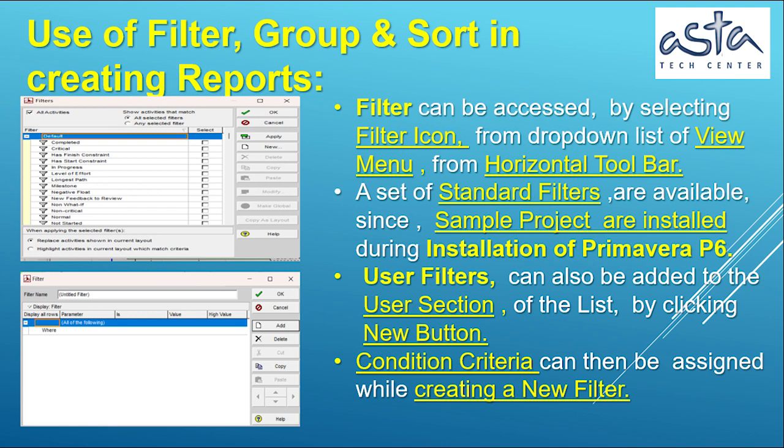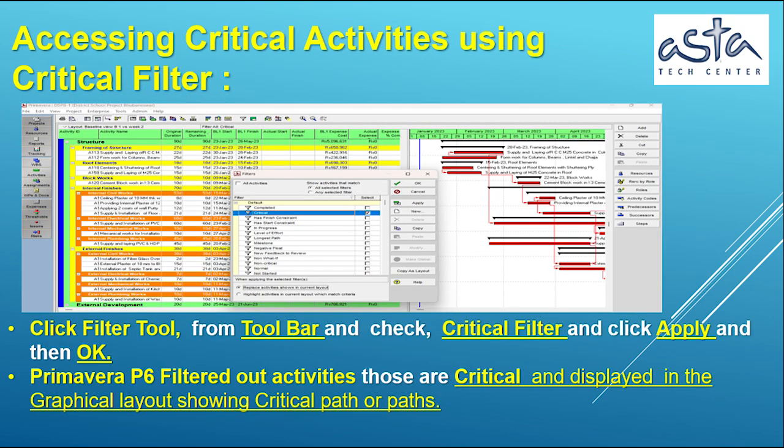User filters can also be added to the user section of the list by clicking the New button. Condition criteria can then be assigned while creating a new filter. Accessing critical activities using the Critical filter: click the Filter tool from the toolbar, check Critical Filter, click Apply, and then OK.